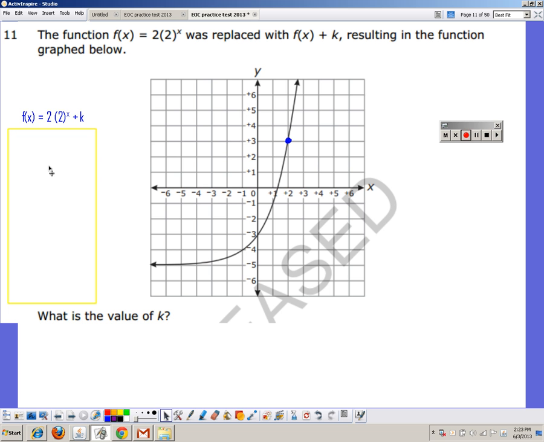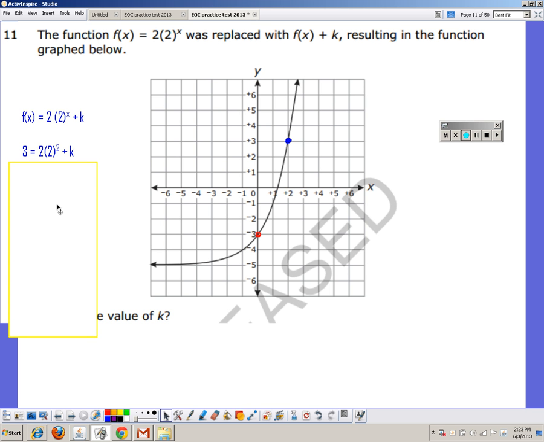Well, we pick a point on the graph. Now, there's several points we could have used. Either 0, -3, or 2, 3. I went ahead and used 2, 3. So, where I have f of x, I'm going to put my y value, which is 3. And wherever I see my x, I'm going to put 2. So 3 equals 2 times 2 to the second power plus k.